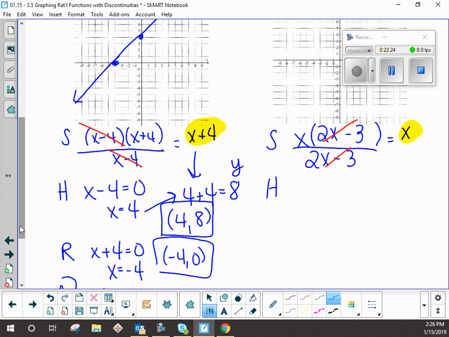And so in this case, which factor was that? The x or the 2x minus 3? 2x minus 3. So 2x minus 3 equals 0. And after it sets equal to 0, it tells you to solve for x. So we add 3 to both sides and get 2x equals 3. Divide by 2, and I get x equals 3 halves.